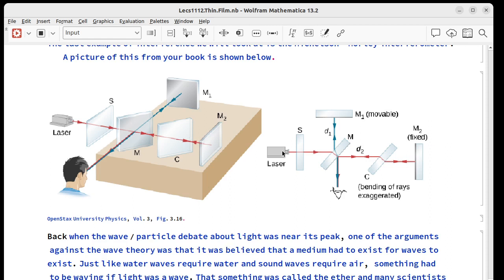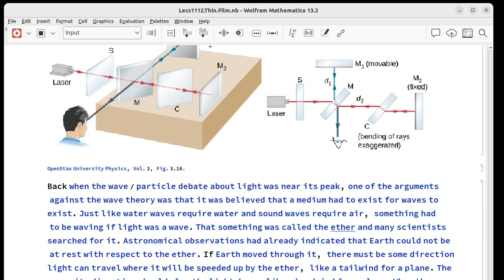And if it's moving through it, just like a boat moving through water, there has to be some direction light can travel where it will get speeded up by this wind that's rushing over the Earth as we move through the ether. There's got to be some place where it's faster and some place where it's slower, some direction. So when we take this beam from a laser, split it in two directions, and send them on perpendicular paths, there should be a difference in the phases of the beams when they recombine, if one of them got a shorter trip than the other.